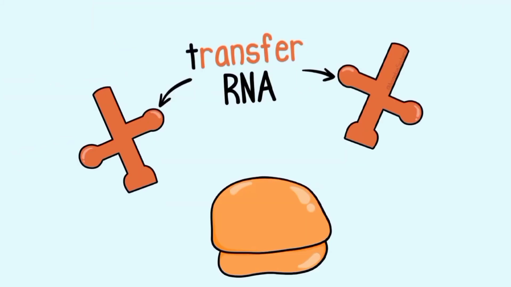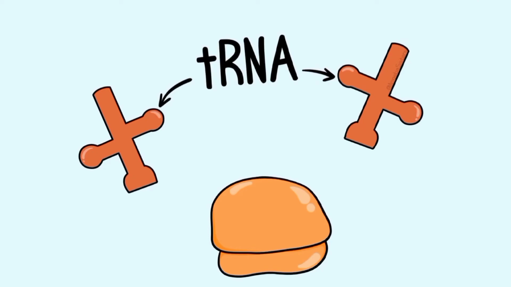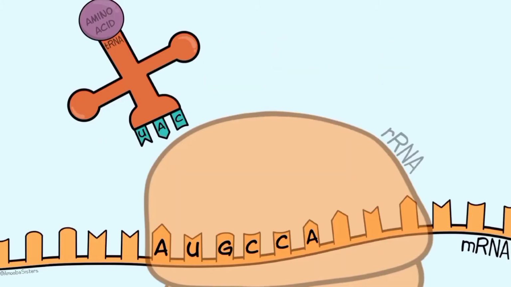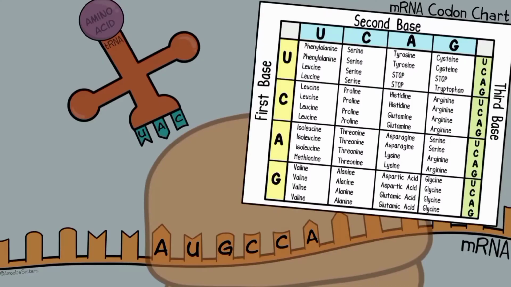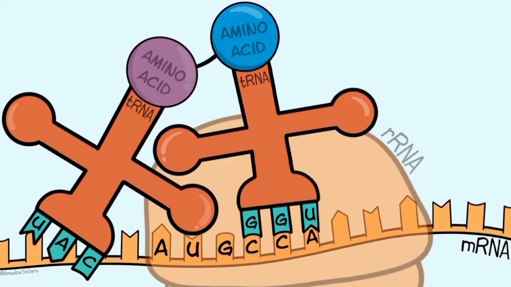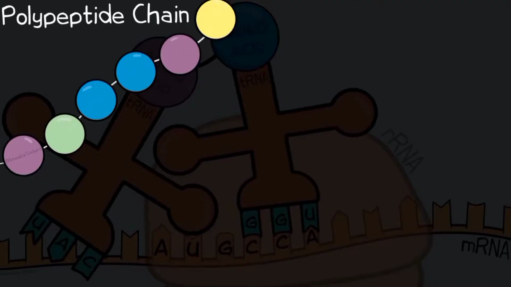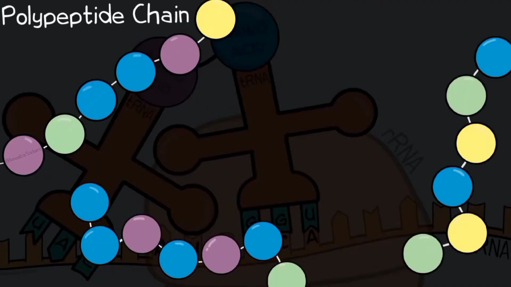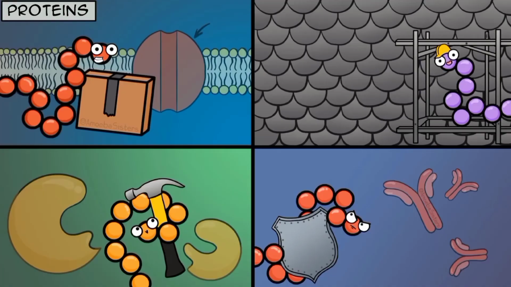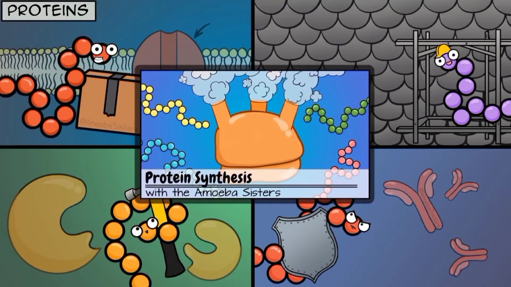Finally, we discussed transfer RNA, abbreviated tRNA. Its job is to transfer amino acids to match the correct mRNA codon. Codon charts using mRNA codons have been developed so that you can actually see which amino acid is brought for each mRNA codon. When those amino acids are joined together, they make a polypeptide chain. Proteins are made of one or more of these polypeptide chains, and proteins have tons of different roles. But we don't want to spoil it. Check out more in our protein synthesis video.